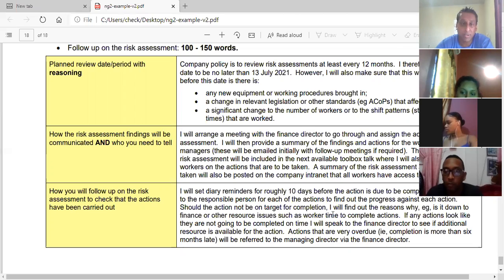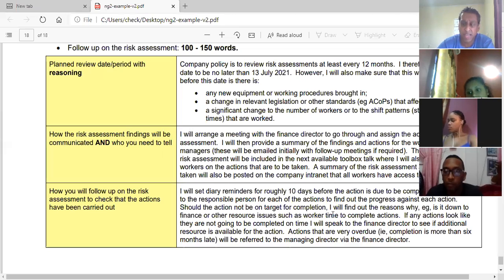For example, is it down to finance or other resource issues such as worker time to complete actions? If any action looks like it is not going to be completed on time, I will speak to the finance director to see if additional resources are required for the action. Actions that are very overdue, i.e. completion is more than 6 months late, will be referred to the managing director via the finance director, who is the person ultimately responsible for safety, right?